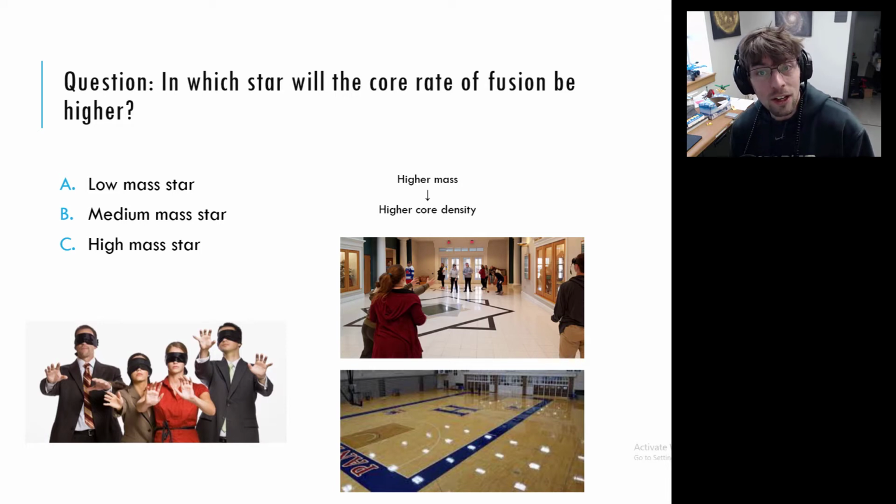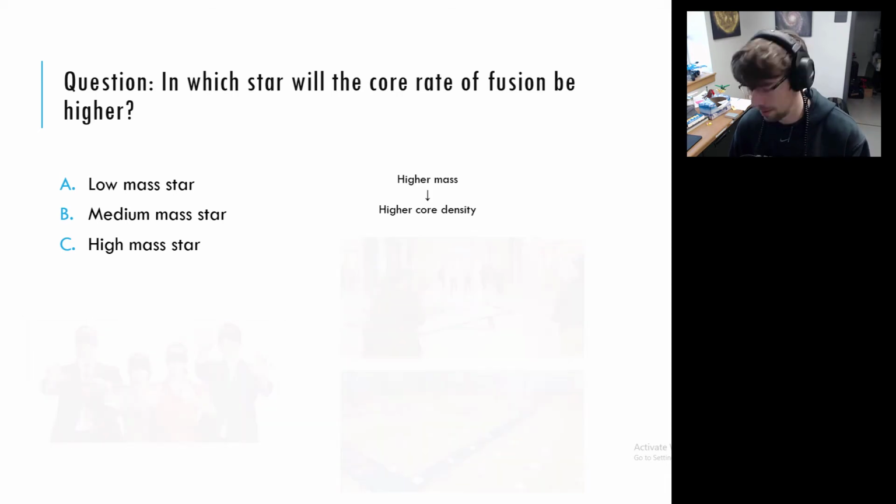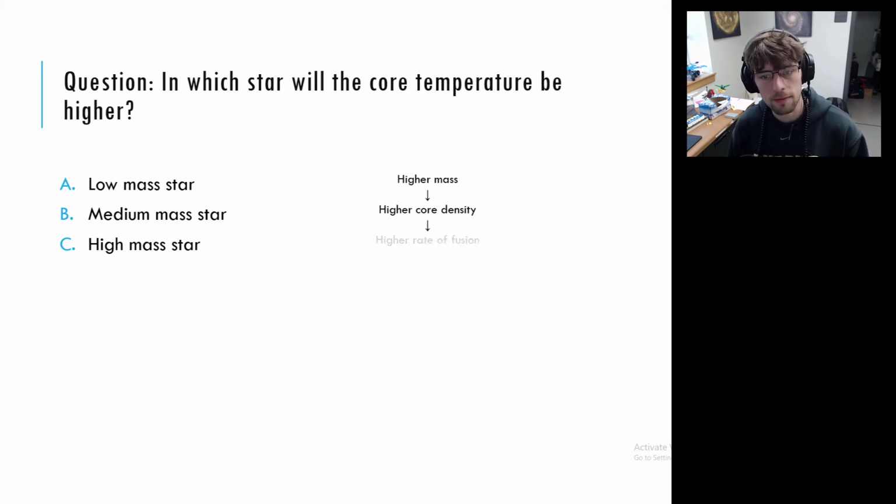Okay? So if I increase the chances of you running into each other, that's increasing the chances that, no, I'm going to switch gears here, that increases the chances that you will fuse together. If you increase the density, you increase the rate of fusion, which means that high mass stars have the higher density, which means they will also have the higher rate of fusion. Okay.